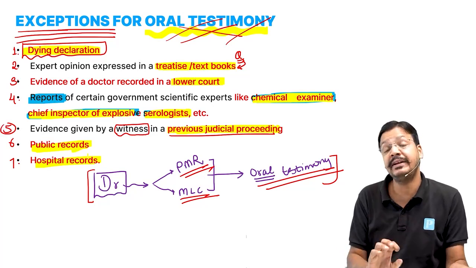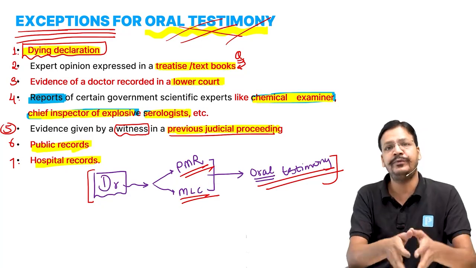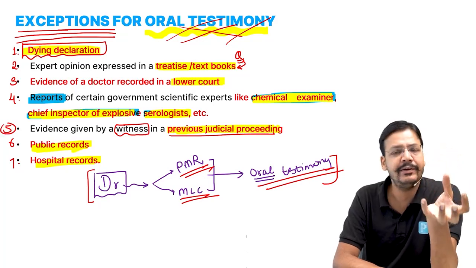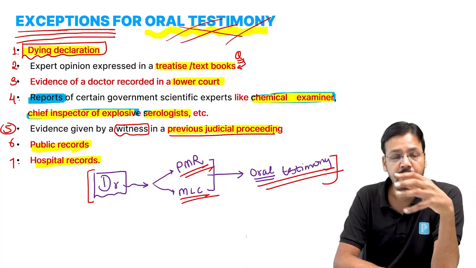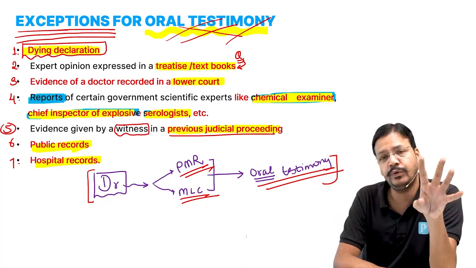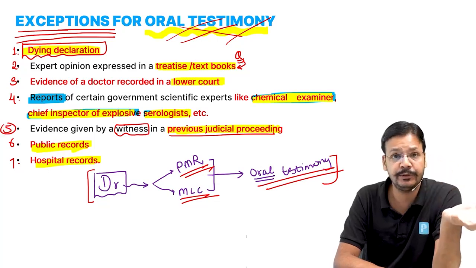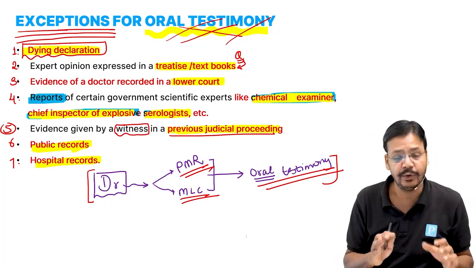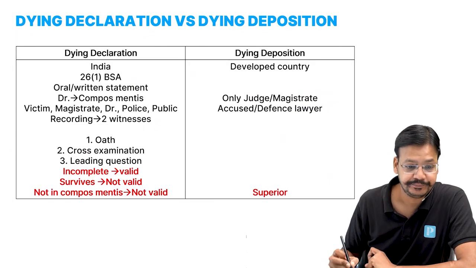Doctor, these are the 7 exceptions of oral testimony. No oral evidence is required for these 7 conditions. Number 1, dying declaration. Number 2, any line written in the textbook, which is a reference book. Number 3, the doctor in lower court doesn't need to come in the higher court. Number 4, serologist, chemical examiner or explosive report. Number 5, previous judicial proceeding. Number 6, public record. Number 7, health record. These are considered as it is.